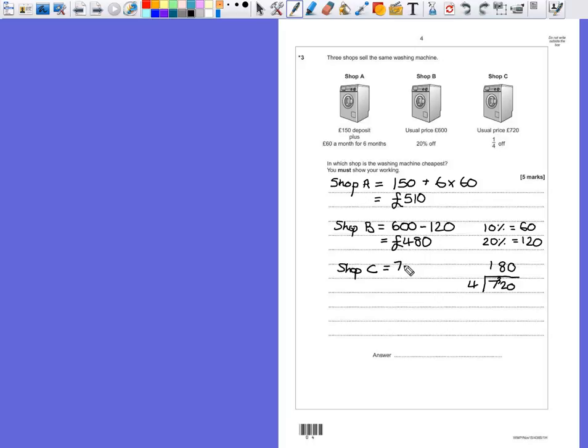The usual price for shop C is 720, take away 180. Again, if you can do that in your head, do it straight away. There is no harm in using part of your page just to do a very quick calculation. 720 subtract 180. 0 subtract 0 is 0. 2 subtract 8 we cannot do, so we borrow from the hundreds, bring it across to the tens. So I have 12 take away 8 is 4, 6 take away 1 is 5. So shop C charges £540.